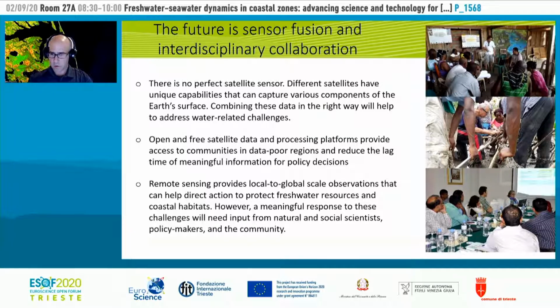Remote sensing provides local to global scale observations that have direct action on protecting freshwater resources and coastal habitats. However, to make sure that's a meaningful response to meet these challenges, we need the input from not only scientists, but policymakers, and most importantly, the community. Working with the community in each of these different areas not only provides engagement, but provides information back to help improve the models.